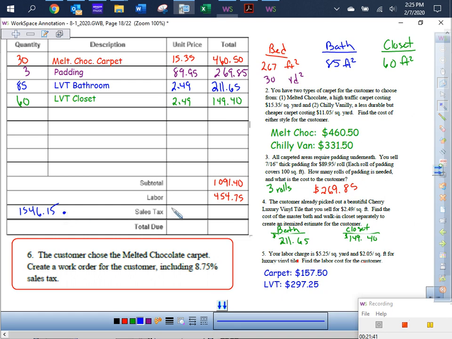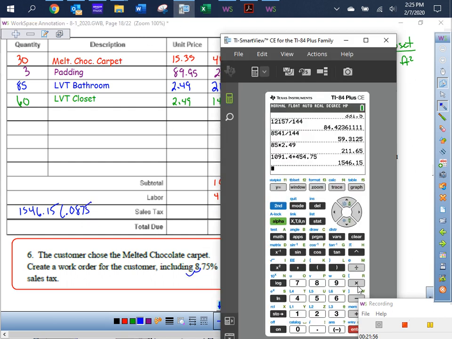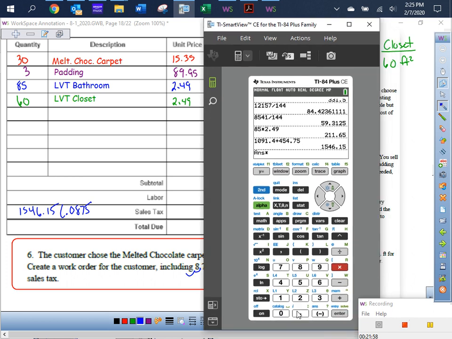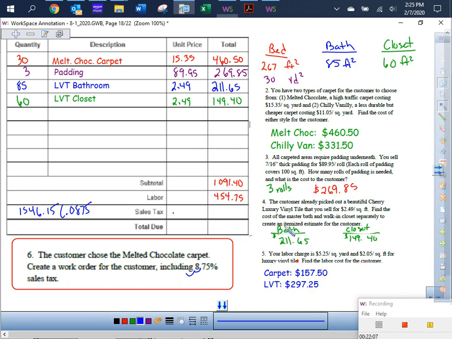Times 8.75%. Well, we got to move the decimal, so I'm actually just going to put parentheses, it's easy to read. Times 0.0875. Remember, if it's 8.75%, you move that two decimal places to the left. So times 0.0875. The sales tax that we're going to pay will round to the nearest penny. So 135.29. 135.29 is how much sales tax we got.